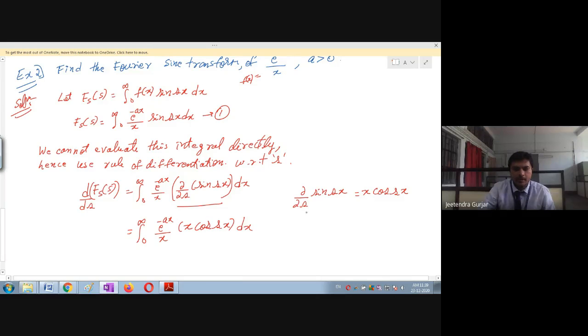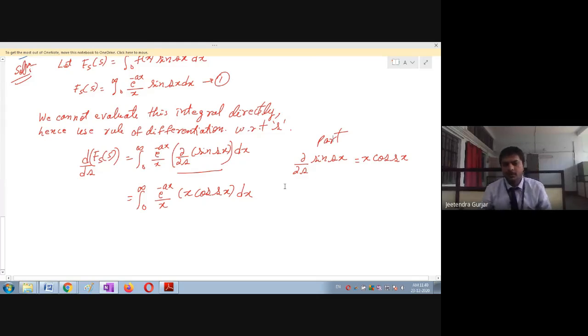Only this part is differentiated. The textbook has given it directly, but the step is missing. So please note this down, very very important. Now you can see in the next step, this x will get cancelled. So this will now be equal to the integration from 0 to infinity of e raised to minus ax cos sx dx.